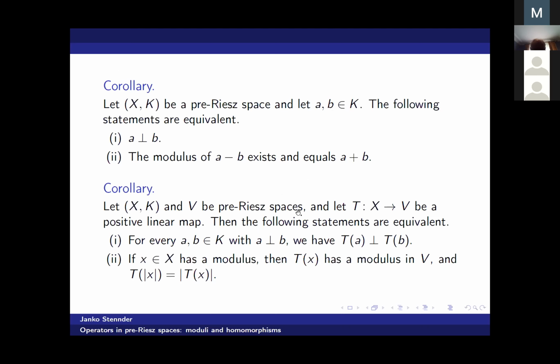So yeah, pretty much to be expected. And if I have two pre-Riesz spaces and a positive linear map between them, then this map is disjoint preserving on positive elements if and only if the modulus of the images always exist and equal the image of the modulus. So every positive disjoint preserving operator is basically a Riesz homomorphism on those subspaces generated by the disjoint elements.